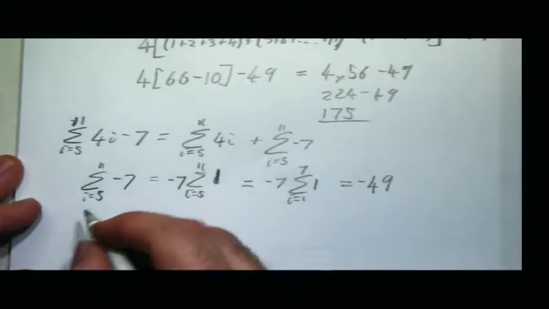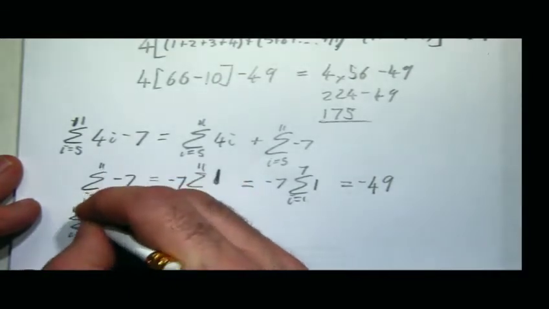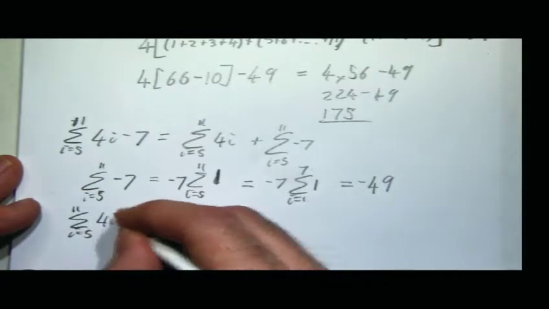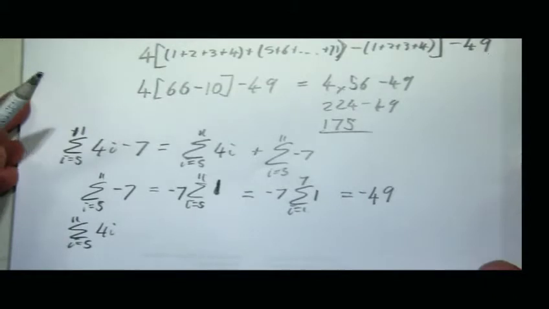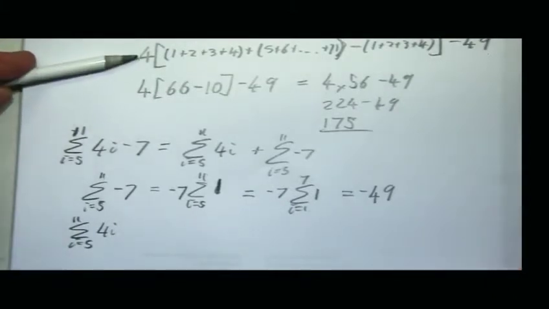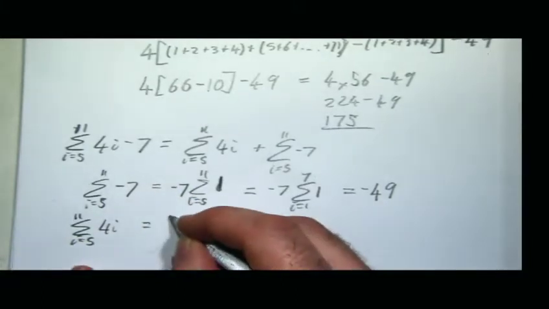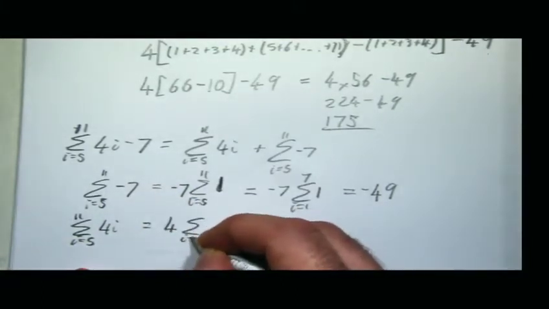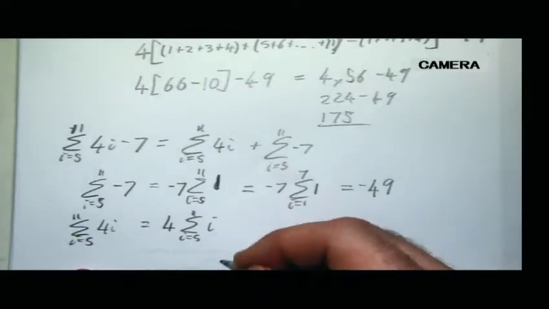So, if we deal with this other term, the summation i equals 5 to 11 of 4i. Same as I did earlier, I took the 4 out as a common factor, so I can do the same, and I've just done it above here, so let's take that 4 out, and I've got sum i equals 5 to 11 of i.